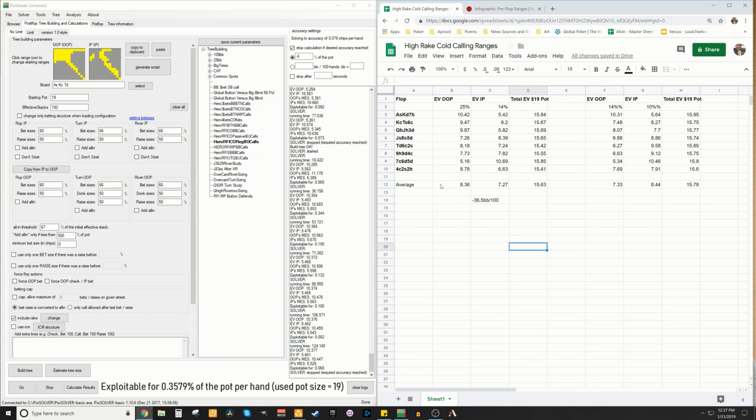So as you can see, in general, if you are the out-of-position player and you get called by this kind of range and position, you are going to show a very, very slight profit. And when I say a slight profit, it's because, remember, you put in $8 originally, right? So if you get $8.36 back, you're winning 36 cents, if you and your opponent are both playing optimally using these ranges.